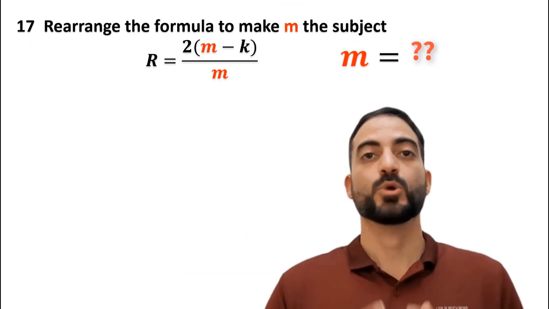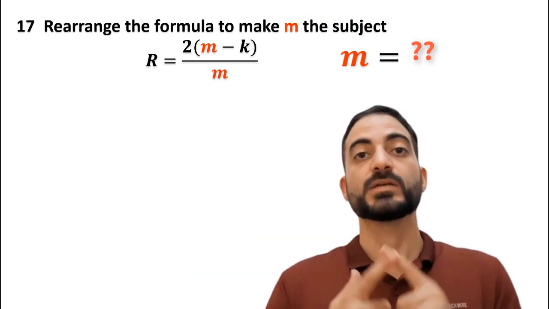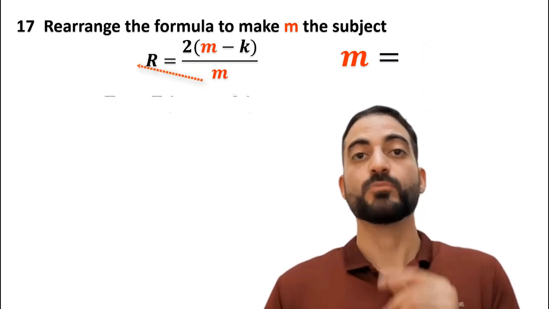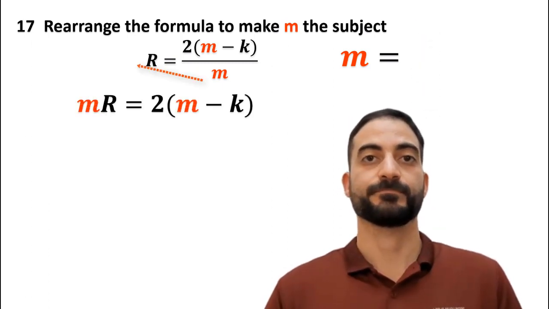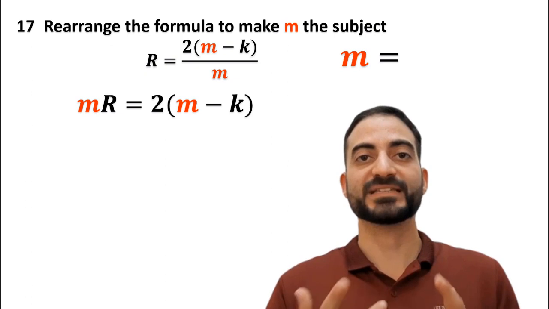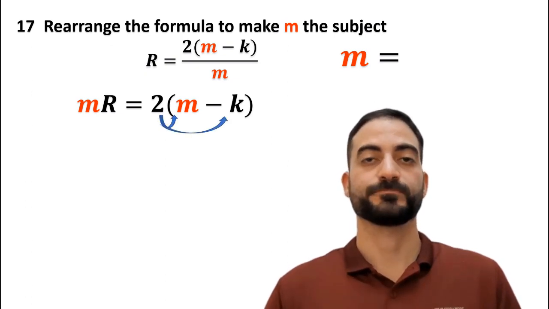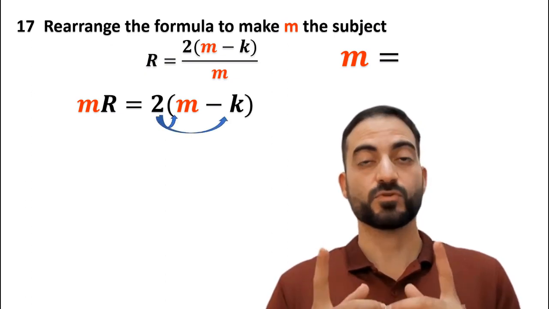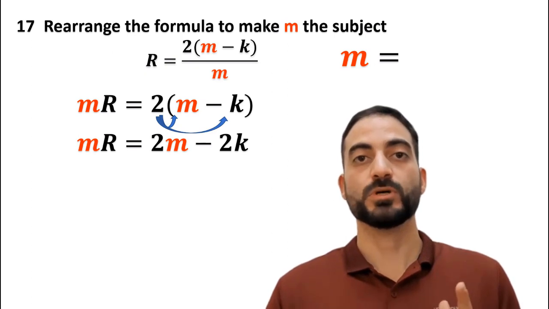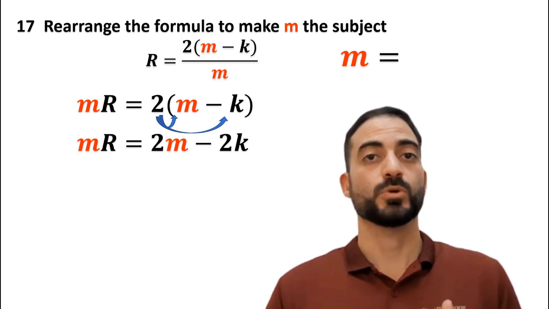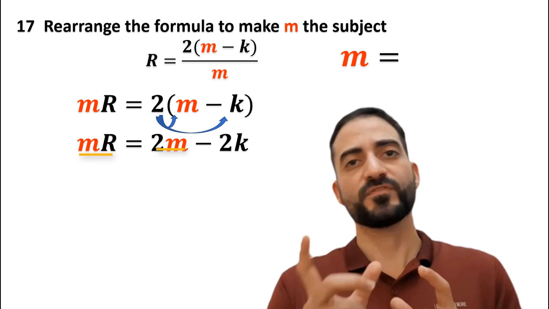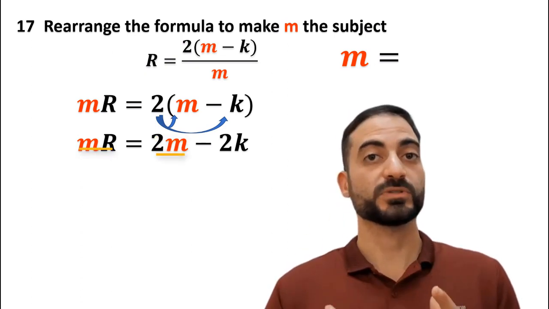In this case, we can cross multiply, so we put this m here multiplied by r. Now we get rid of the parentheses by multiplying in the 2. So we get this form. Since we want m, we put the m terms together on one side of the equal sign.